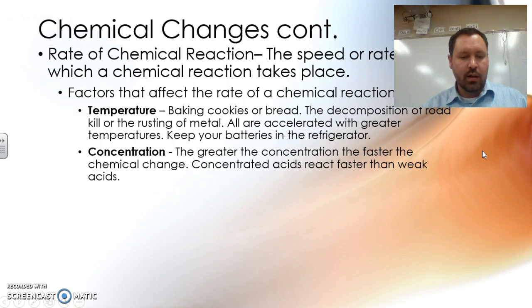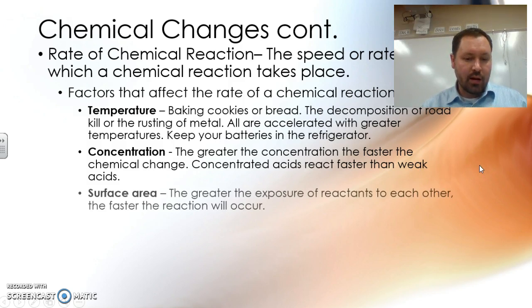Same thing if you had baking soda and vinegar. You put in a tiny bit of baking soda, the chemical reaction is not going to happen very quickly. It's going to slow down. But you put in a lot, and you have a higher concentration, it's going to occur faster.